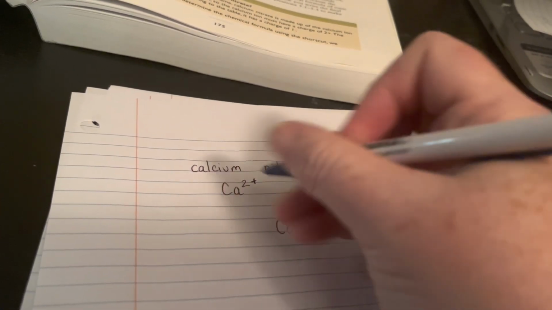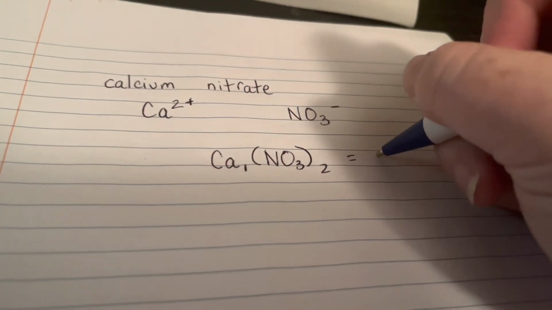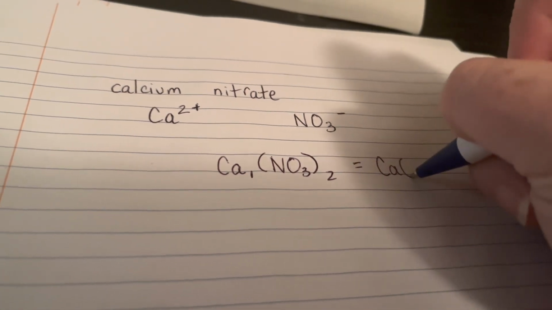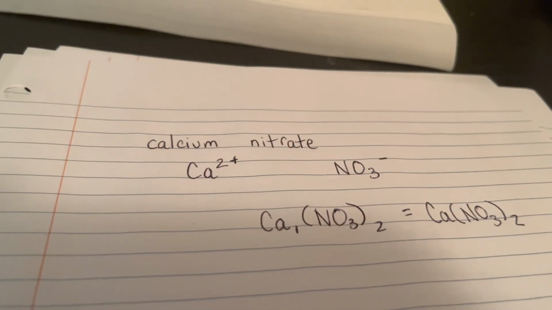And you reverse the 1 here and the 2 here. And then when we have a 1, you don't have to keep it. So it's going to be, okay.